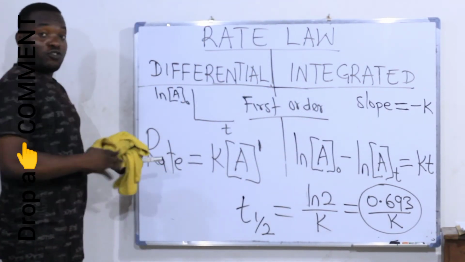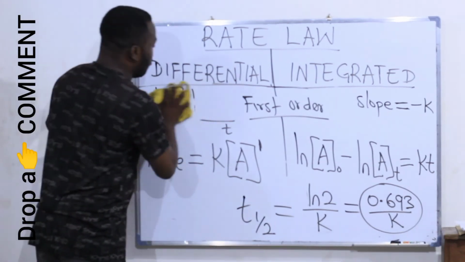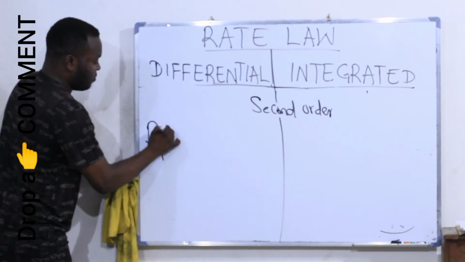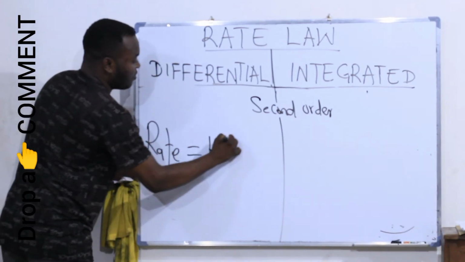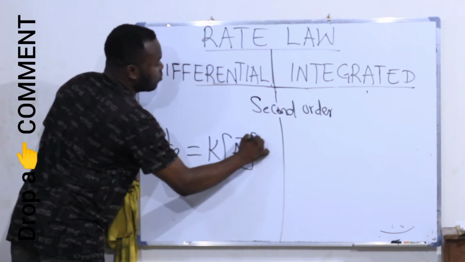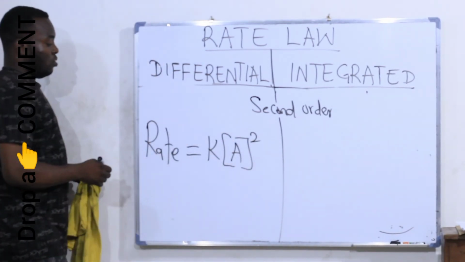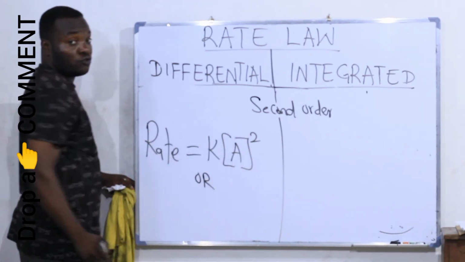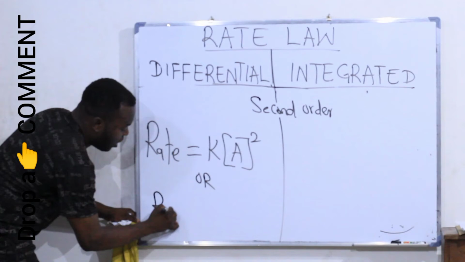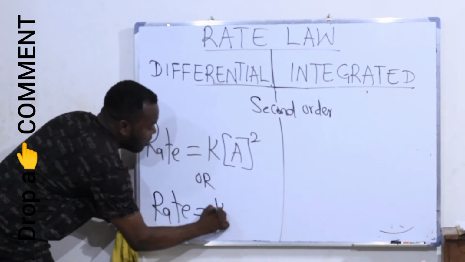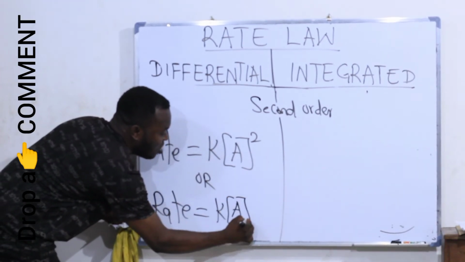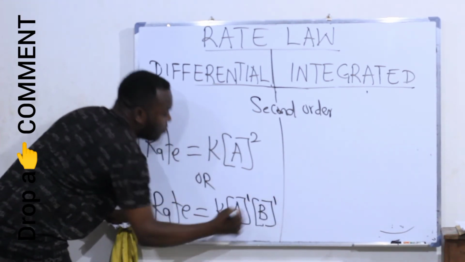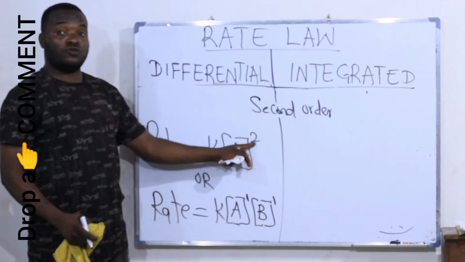Now the last one we are going to talk about here is the second order. For second order reaction, our rate is equal to rate constant times concentration raised to the power of 2. Or if I have only 1 reactant, I'll raise it to the power 2. But if I have 2 reactants for second order, I will say rate is equal to K times concentration of the first reactant, which is A, to power 1, times concentration of second reactant, which is B, to power 1. So that 1 plus 1 will still give me 2.